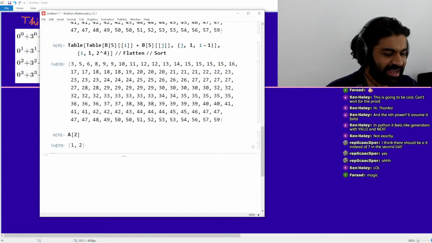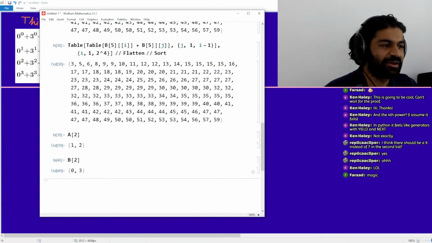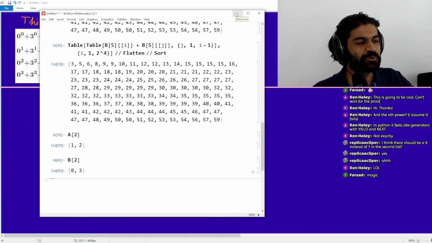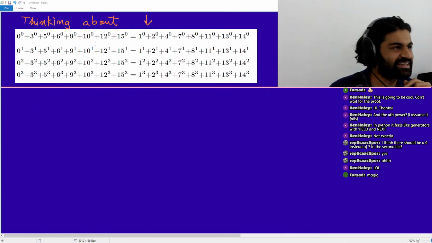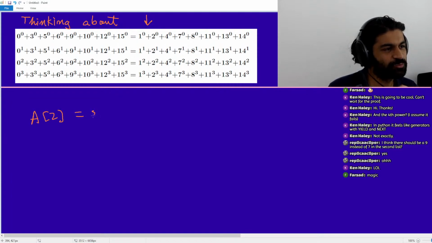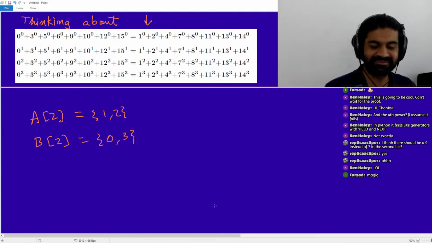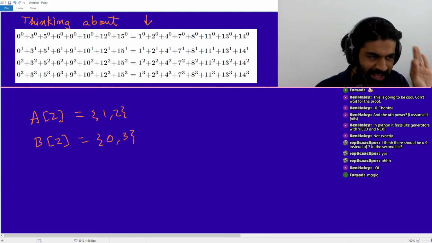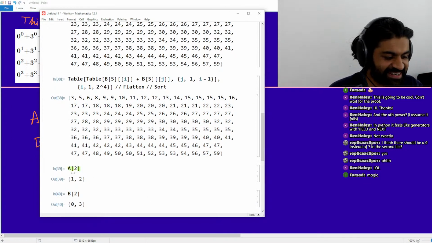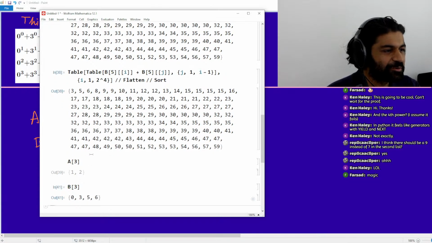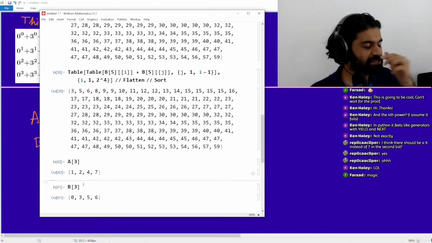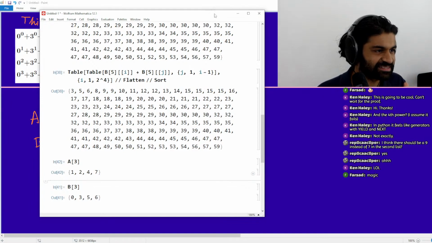It's just 1, 2. And let's take a look at B2: 0, 3. So A2 is 1, 2, B2 is 0, 3. I'm just going to write that down real quick. A2 is 1, 2. B2 is 0, 3. Just want you to look at that. Now I'm going to write down what A3 is, and then I want you to look at what B3 is. A3 is 1, 2, 4, 7. B3 is 0, 3, 5, 6.